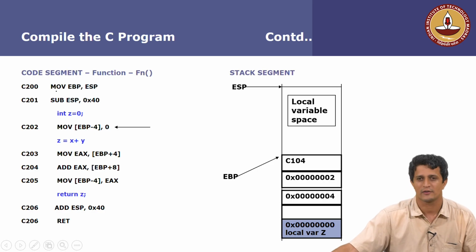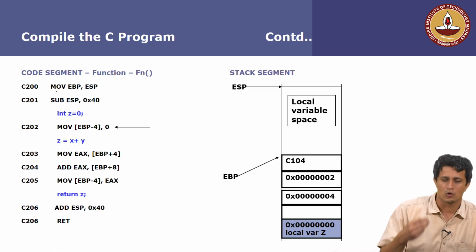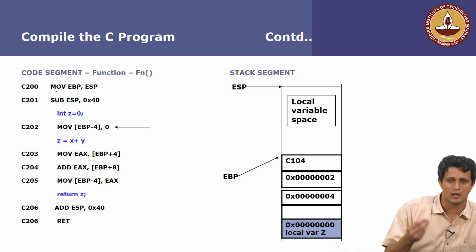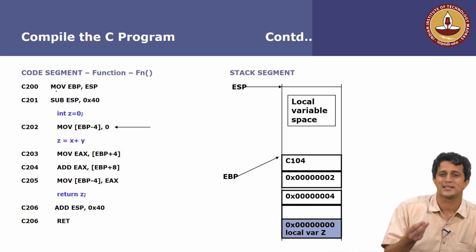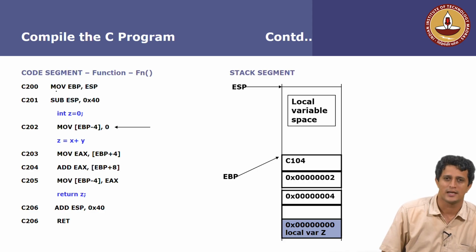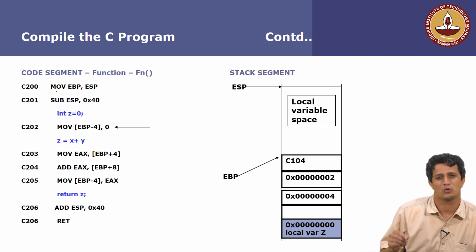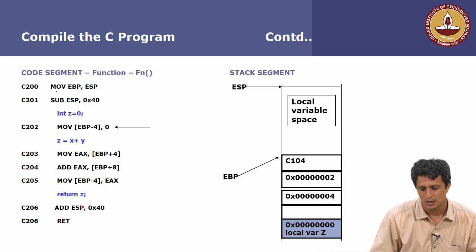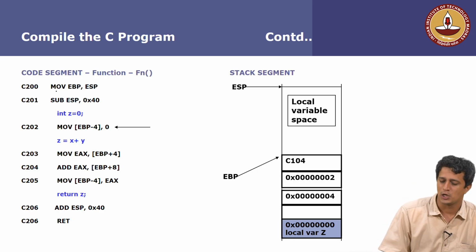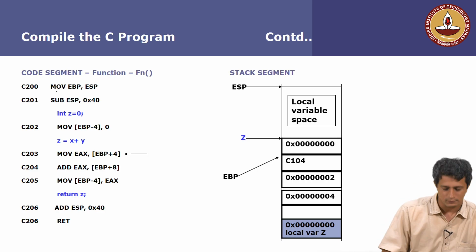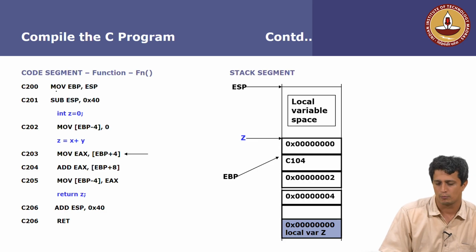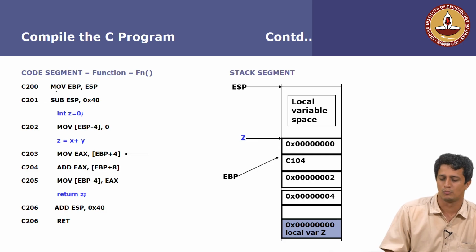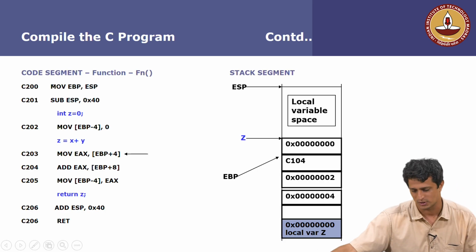So when we say that local variables have a context, they have a scope, that scope is set by this instruction of moving the base pointer to point to the stack pointer even before you enter that function. So you go ahead and execute the instruction, right, move z, 0 is move contents of EBP minus 4, 0.